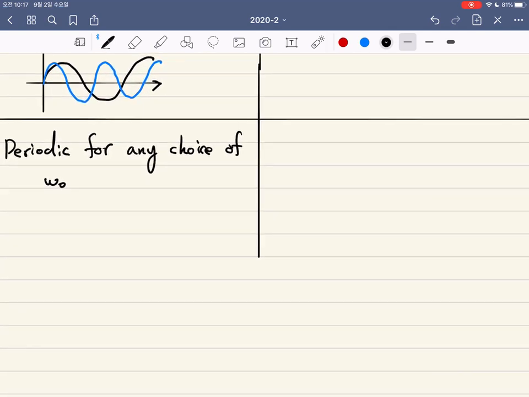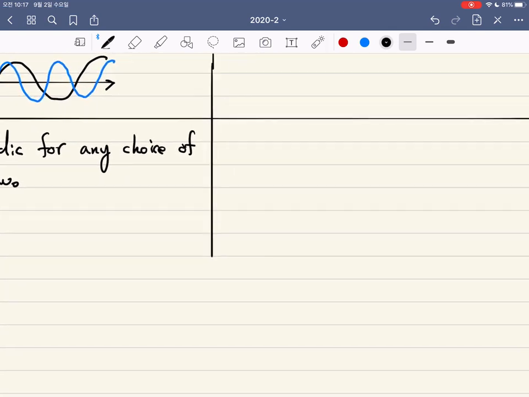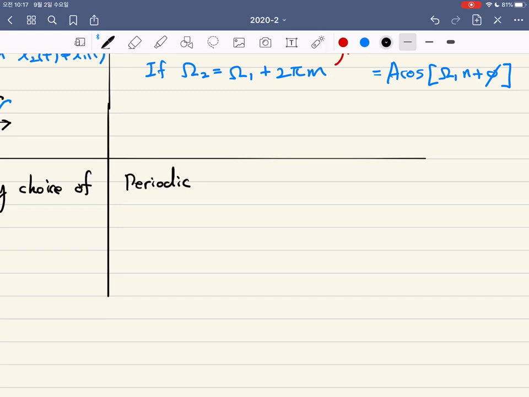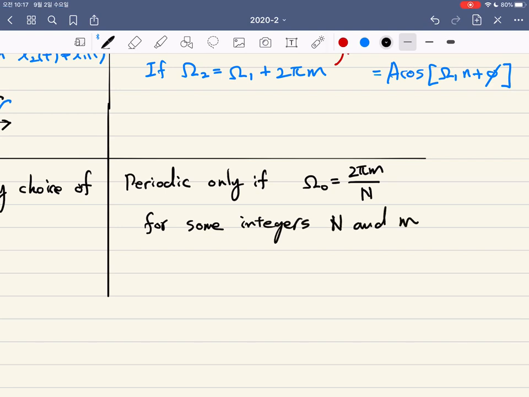However, in discrete time, as we have just observed from the three examples, it is periodic only if the large omega 0 equals 2 pi m over large N, for some integers N and m. This is the restriction.